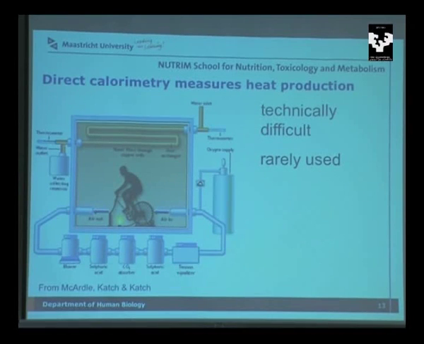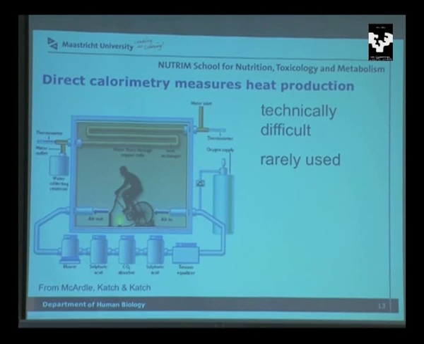The direct one used to be applied quite a lot in the past, but it's technically very difficult to measure. This is, for example, a whole room direct calorimeter, where you have your person inside, and the heat loss of the person is measured by having water flowing through the chamber, and you measure the temperature of the water at the inside and at the outside, and the change is the heat that has been produced by this human being. This is actually a combination of a direct and an indirect one. This was also an attempt to get an indirect calorimeter. But the concept of direct calorimetry usually is having a water inlet and a water outlet and measuring the temperature change when your subject is inside.